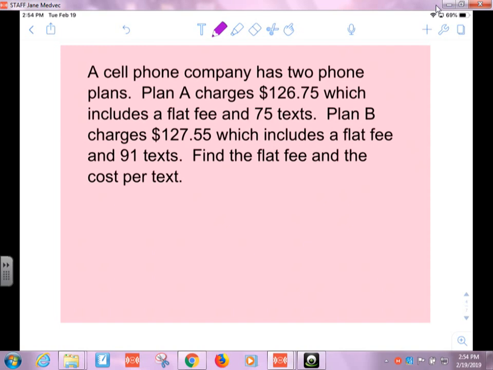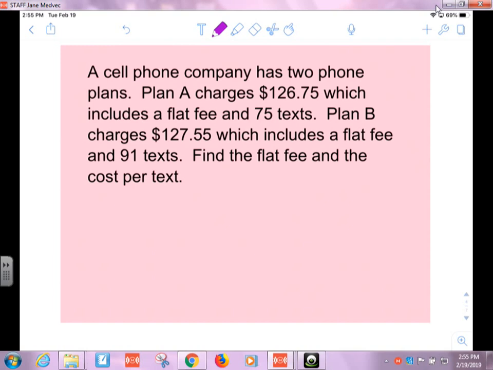So the first thing we do, again, is to read the problem. A cell phone company has 2 phone plans. Plan A charges $126.75, which includes a flat fee and 75 texts. Plan B charges $127.55, which includes a flat fee and 91 texts. Find the flat fee and the cost per text. Okay, so you're going to notice that it's a little bit different. It's not necessarily cost and count. It's a little bit different type of setup on this problem.